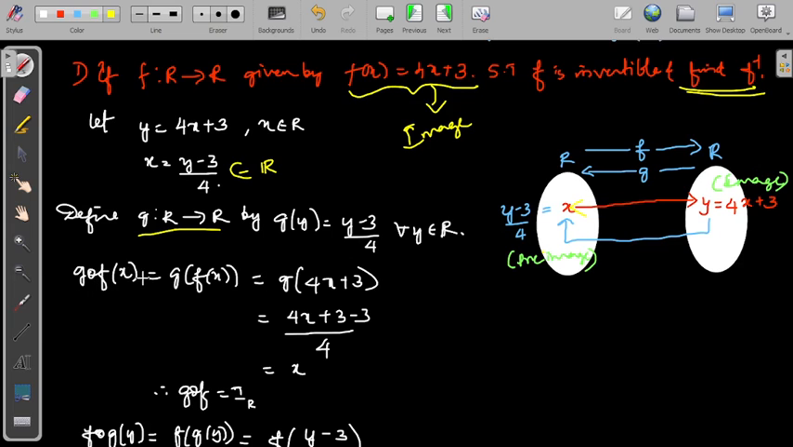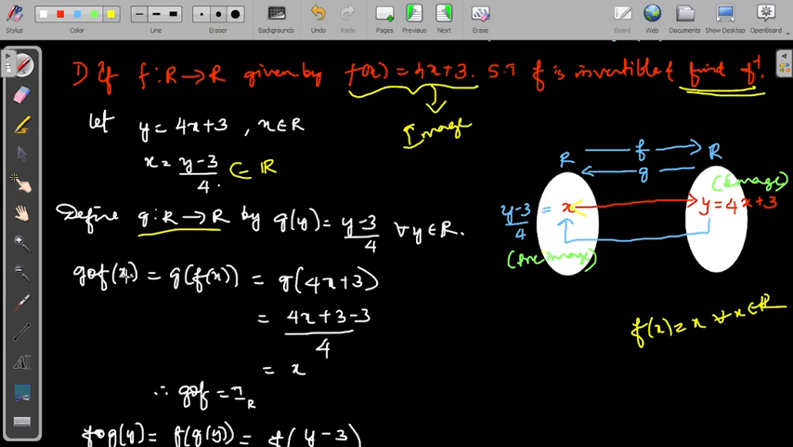Now you have to find out g composite f of x. You should get it as identity. f composite g of y, you should get it as identity. Identity in the sense, identity function means f of x equal to x for all x belonging to the domain. If the input and output are both the same, in that case we call that function the identity function.